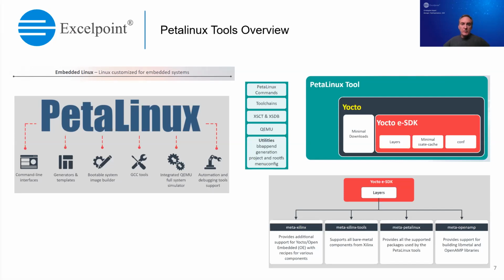The Meta ZYNQ layer provides additional support for Yocto Open Embedded, adding recipes for various components. The Meta ZYNQ tool layer supports all bare metal components from ZYNQ. Meta Petalinux is a distribution layer that provides all the supported packages used by the Petalinux tools, including the toolchain. And ZYNQ provides a set of recipes in the Meta Petalinux layer that define the components and behavior of the default Petalinux system, which includes a minimal and full feature configuration. And then finally, the Meta OpenAmp layer provides support for building libmetal and OpenAmp libraries.